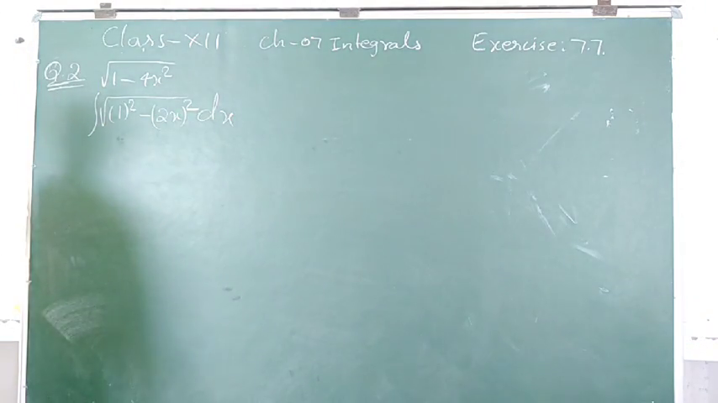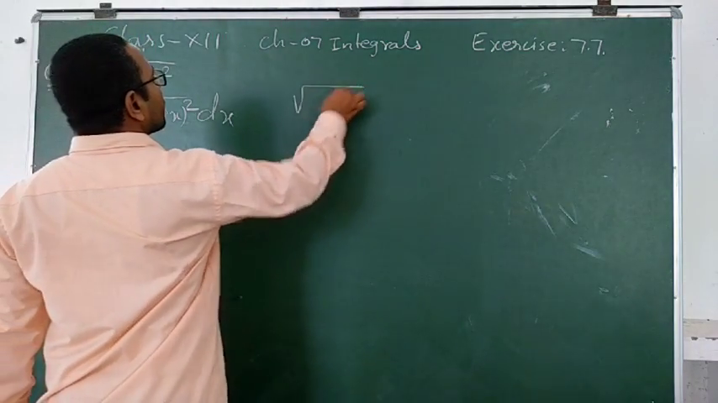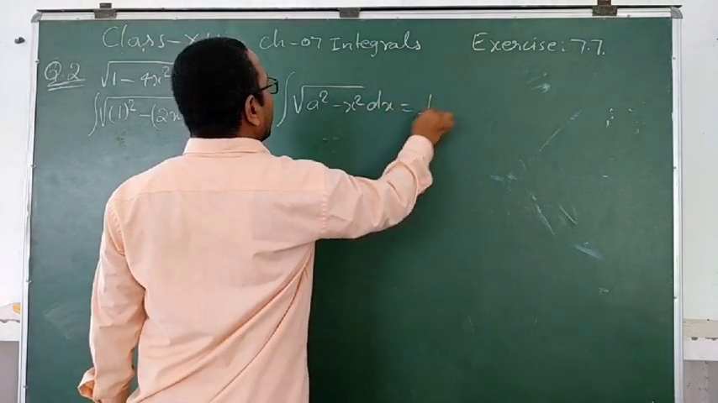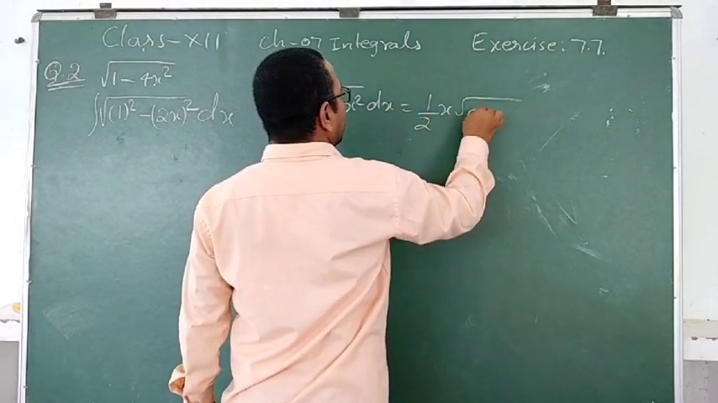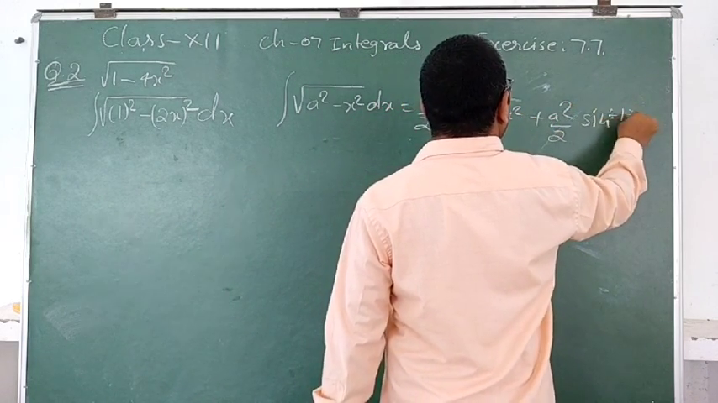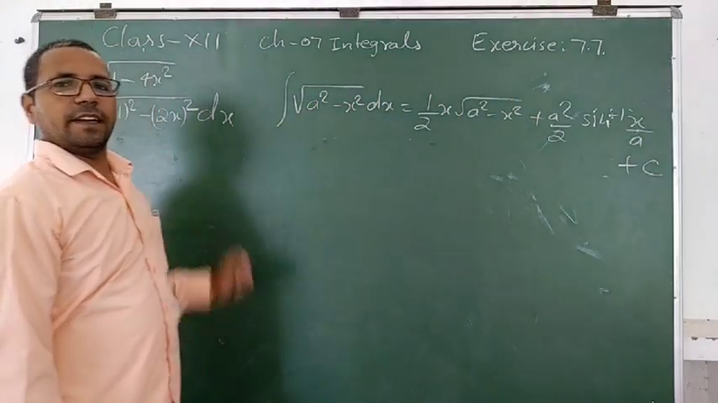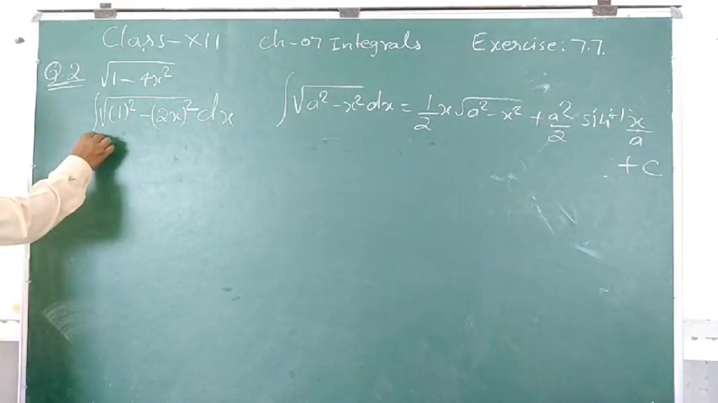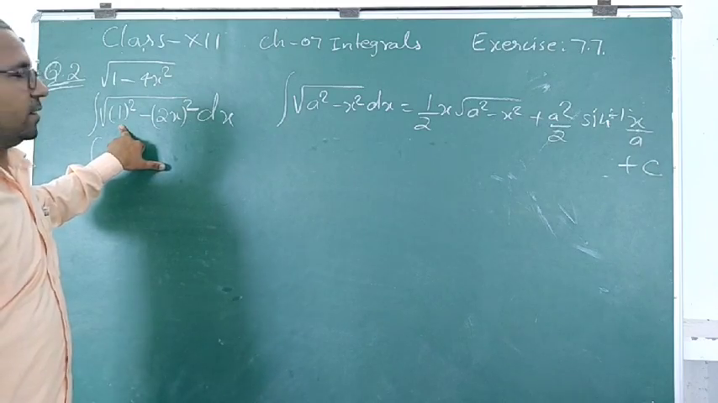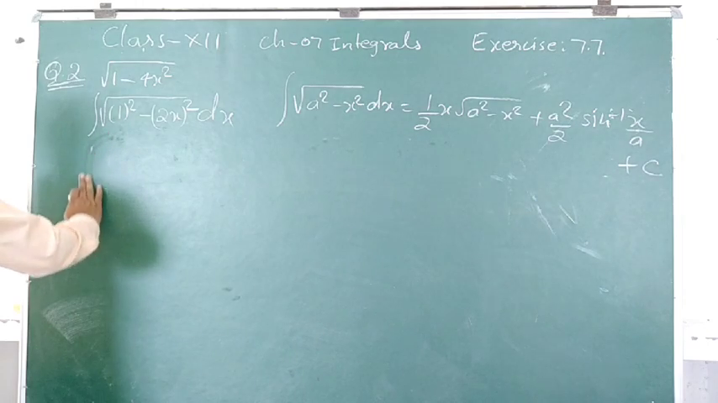Now students, what we have to do here, again we are getting the same form, that was the root a square minus x square dx. What was the formula? 1 by 2 into x root a square minus x square plus a square by 2 into sin inverse x by a plus c. So we have to use this formula again for the second one. At the place of a square, we have to put 1 because 1 square is here. At the place of x, we have to put 2x. So how much will we get as the answer?